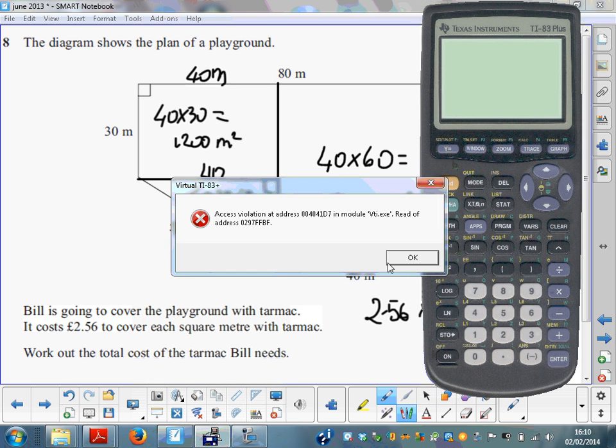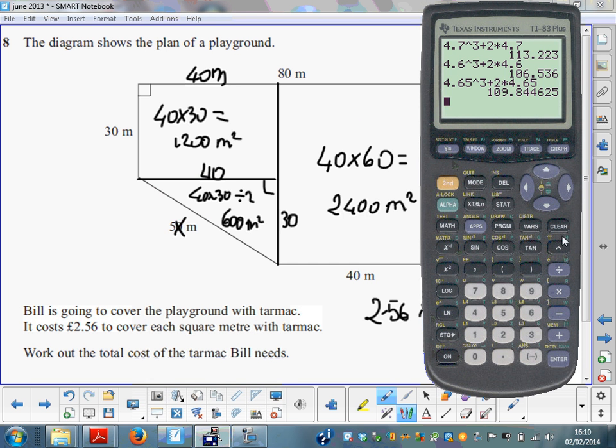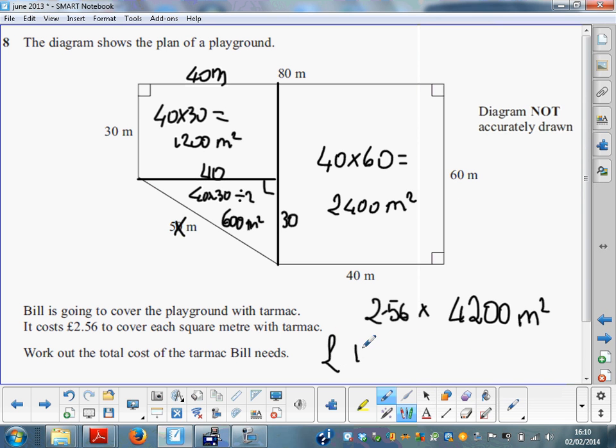So I'm gonna do 2.56 times 4200, and that will give me the cost, which is £10,752. There you go. So that's the answer.